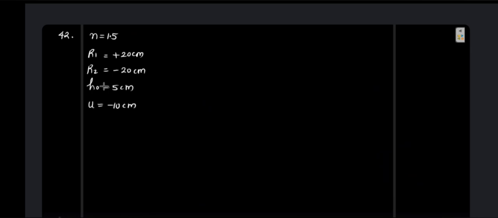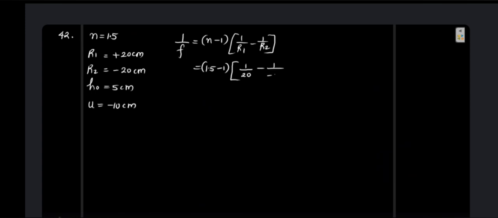So to use thin lens formula, we will require focal length over here. Radii of curvature is given, refractive index is given. You can use the lens maker's formula to find out the focal length. So 1 upon f is going to be n minus 1 into 1 upon r1 minus 1 upon r2. So n is 1.5 minus 1, 1 upon r1 is 20, minus 1 upon r2 is minus 20. So once you solve this, you'll get your answer is 1 upon 20. That means the focal length over here is going to be plus 20 centimeter.